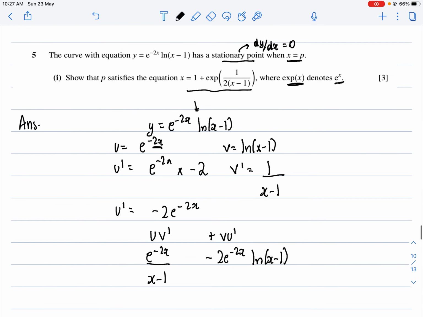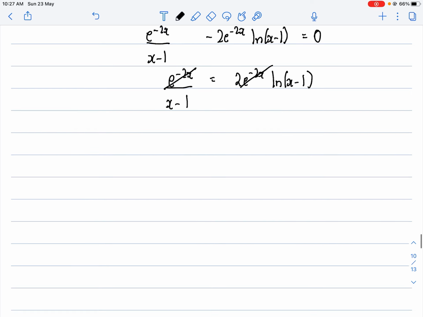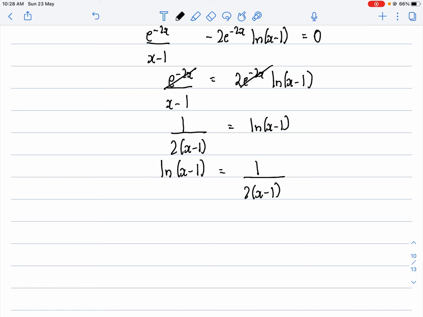But now I told you, because it's a stationary point, my dy by dx is equal to 0. So I equate it to 0. So I get e raised to minus 2x over x minus 1 equals 2 e raised to minus 2x ln x minus 1. I can simply cancel this here, correct? So I can write this as 1 over 2 into x minus 1 equals ln x minus 1, which can be written as ln x minus 1 equals 1 over 2 into x minus 1.